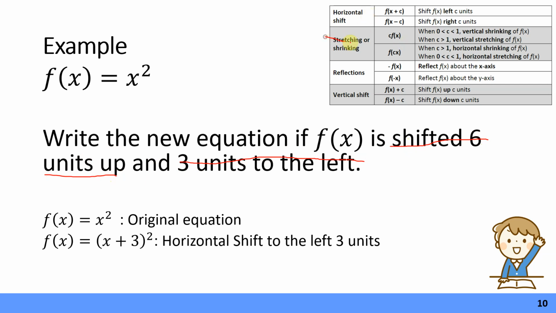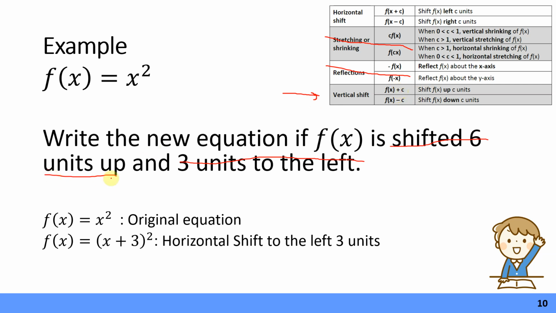So I'm going to skip this because we're not shrinking or stretching. We don't have any reflections. Now we go to vertical shifts. Vertical shifts is when we move the graph either up or down. So let's go ahead and see. We're going to have to add the number at the very end of the equation. So the 6 is going to go at the very outside the parentheses on the very end.